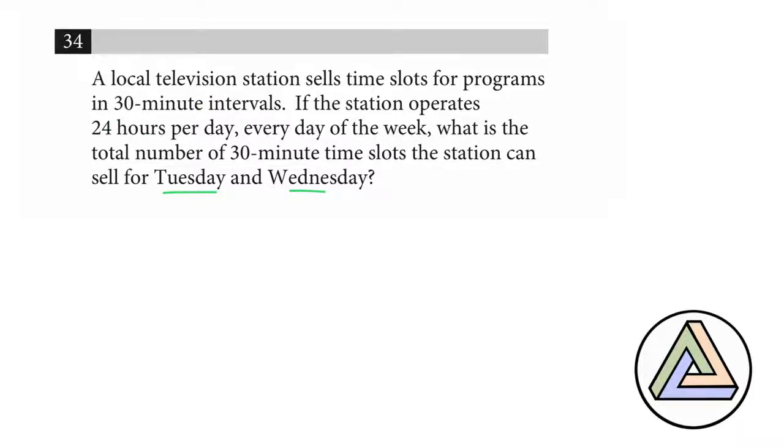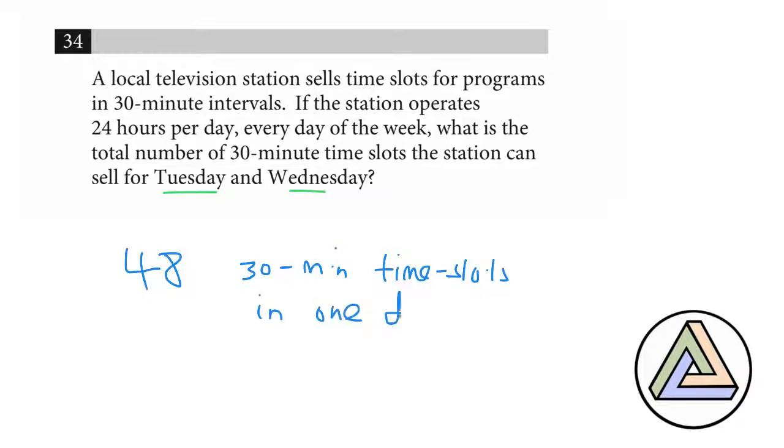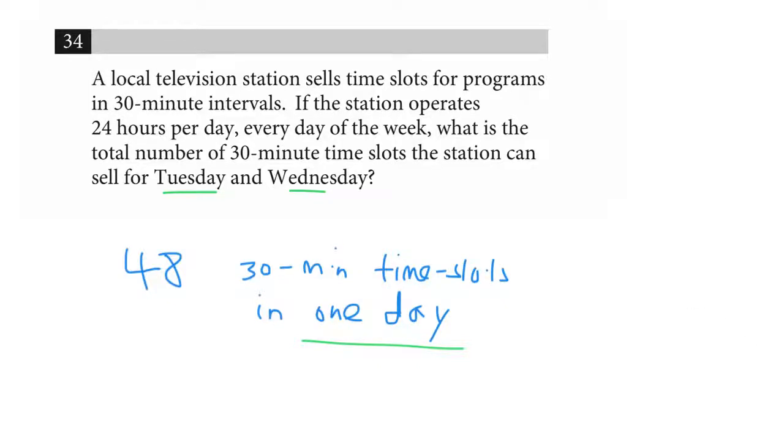Well, there would be 24 times 2, which is 48. There are 48 30-minute time slots in one day, right? One day. But again, we're not interested in one day. We are interested in how many would be in 2 days. Well, all you have to do is multiply 48 times 2, and that's going to be 96. That is the answer. There are 96 30-minute time slots in 2 days.